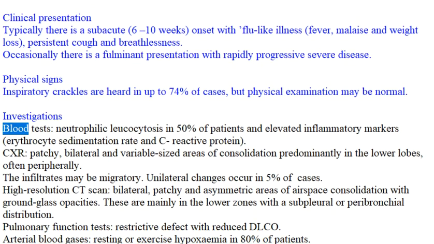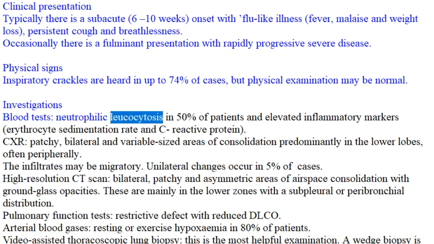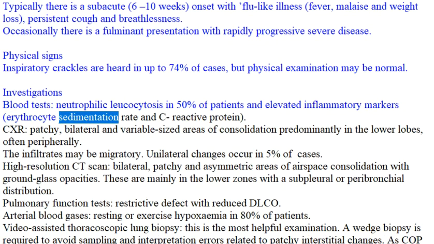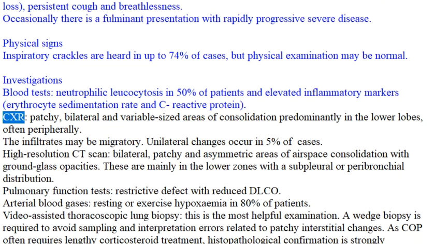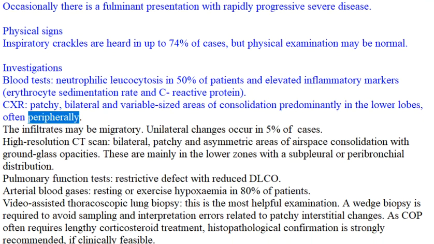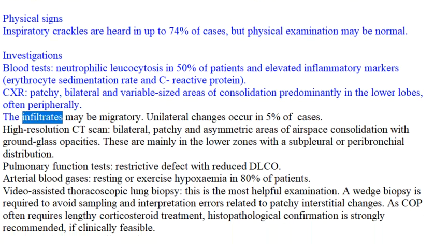Investigations. Blood tests: neutrophilic leukocytosis in 50% of patients and elevated inflammatory markers, erythrocyte sedimentation rate and C-reactive protein. CXR: patchy, bilateral, and variable-sized areas of consolidation predominantly in the lower lobes, often peripherally. The infiltrates may be migratory. Unilateral changes occur in 5% of cases.